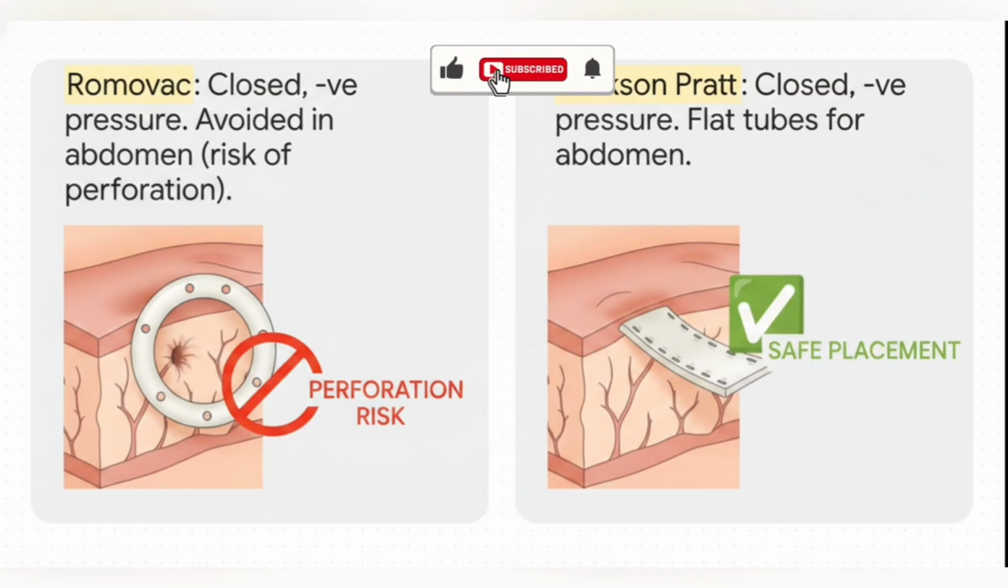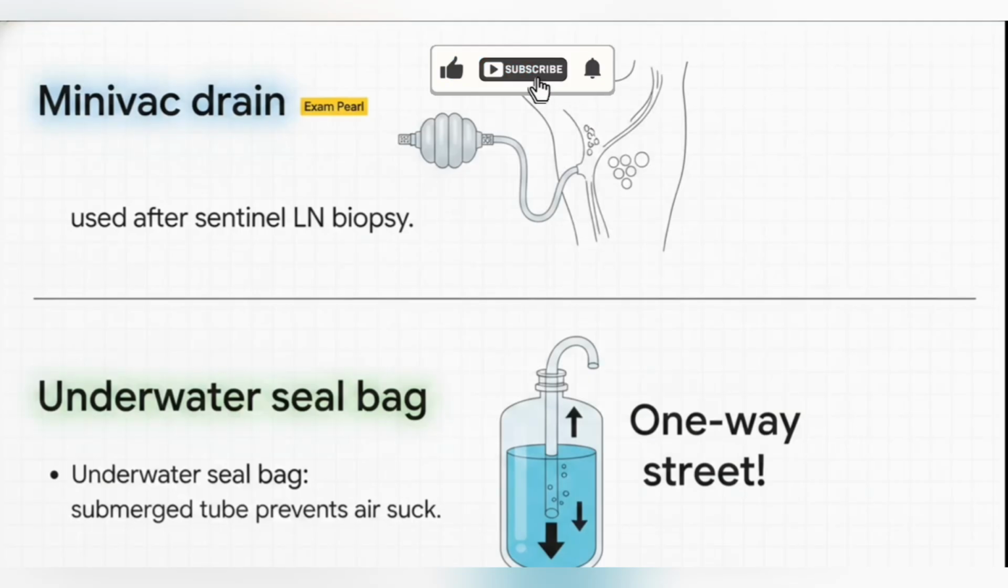A direct question comes in the exam: which drain is avoided in the abdomen? The answer is Romovac. Remember that. Now, what about specific situational drains? The minivac drain is classically used after a sentinel lymph node biopsy. Small surgery, so we use a small drain.